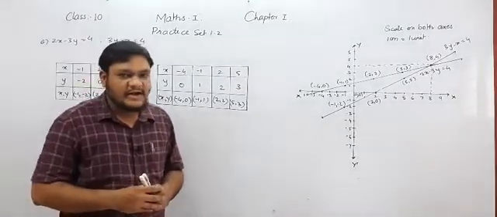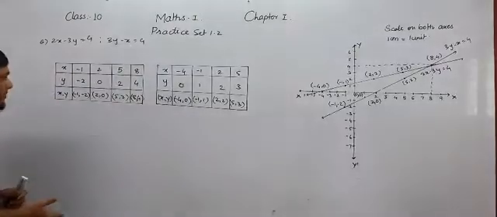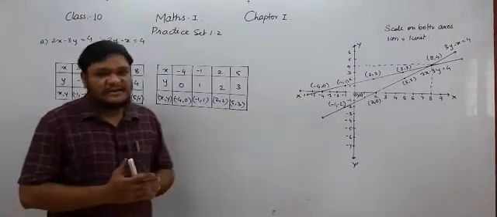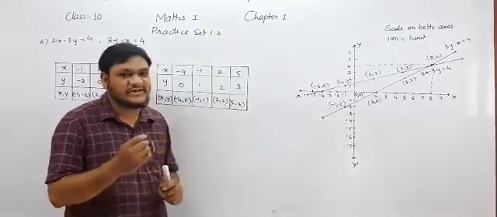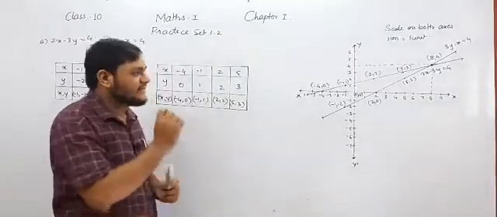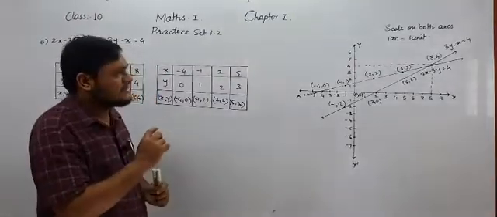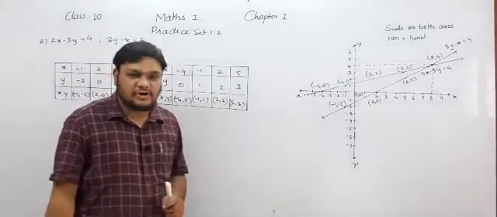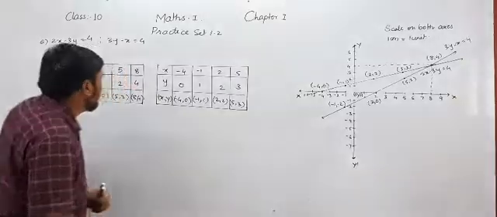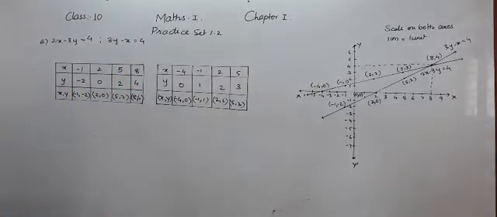We do the same with the other equation, and we will see that the straight lines drawn for both linear equations intersect each other at a single point. The x coordinate and y coordinate of that single point are nothing but the solution of the equations. So students, here we will try to solve question number 6 from practice set 1.2.